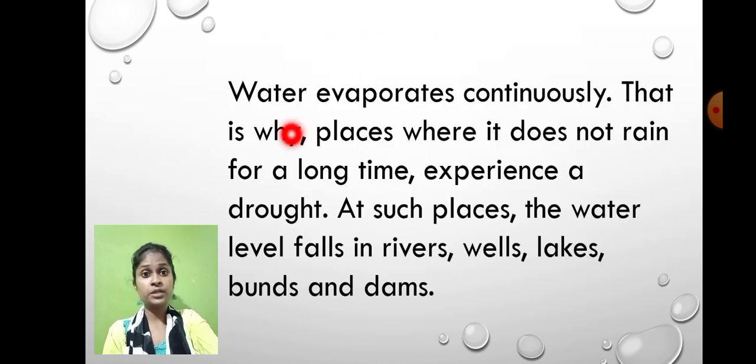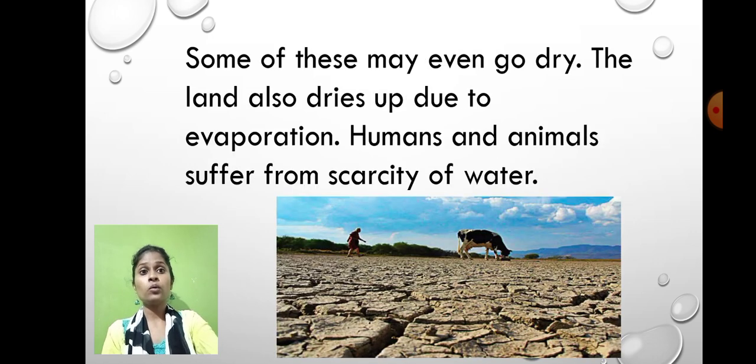As I told you, students, water evaporates continuously. Evaporation means what? Conversion of liquid water into gaseous form. And that's why the places where it does not rain for a longer time experience drought condition. At such places, the water level falls in rivers, wells, lakes, bunds and dams as well. The water level goes down, and moreover these places go dry. When these places go dry, we won't be able to grow crops in such places.